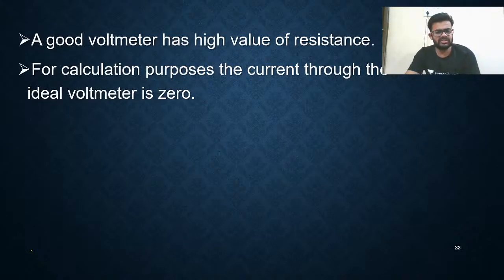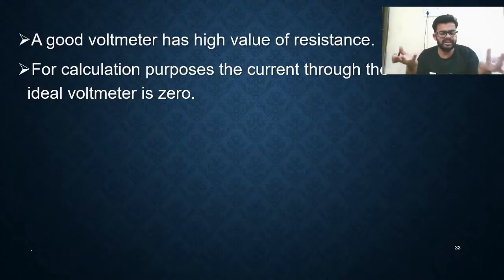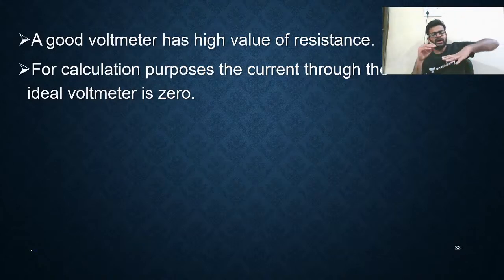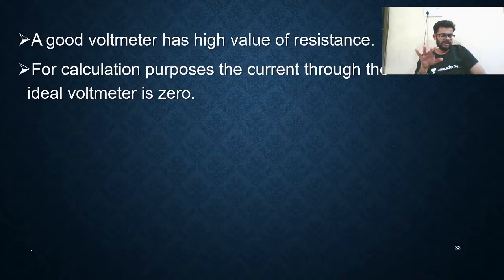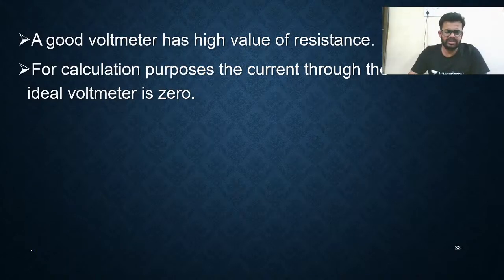For calculation purposes, we use the current in the ideal voltmeter as 0. As I told you, my dear friends, in an ammeter, the entire current should pass through the ammeter. Then only it will measure the perfect current. But for a voltmeter, what should happen? Maximum current should flow through the other resistance, not through the voltmeter. So minimum current should flow through the voltmeter. This first point is very important.